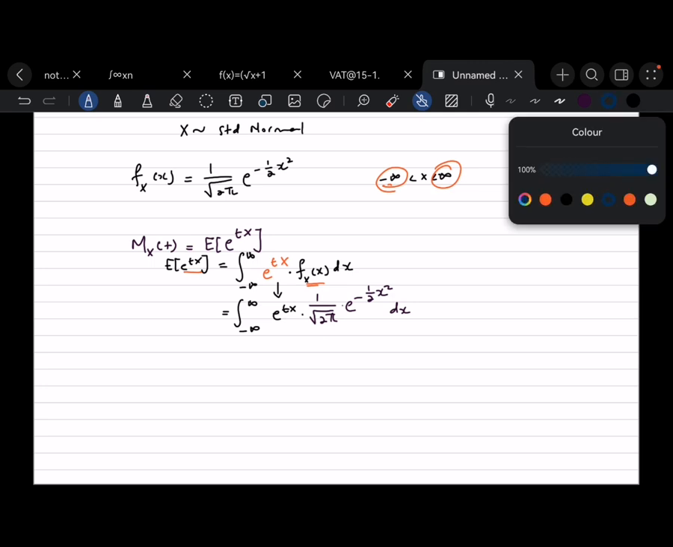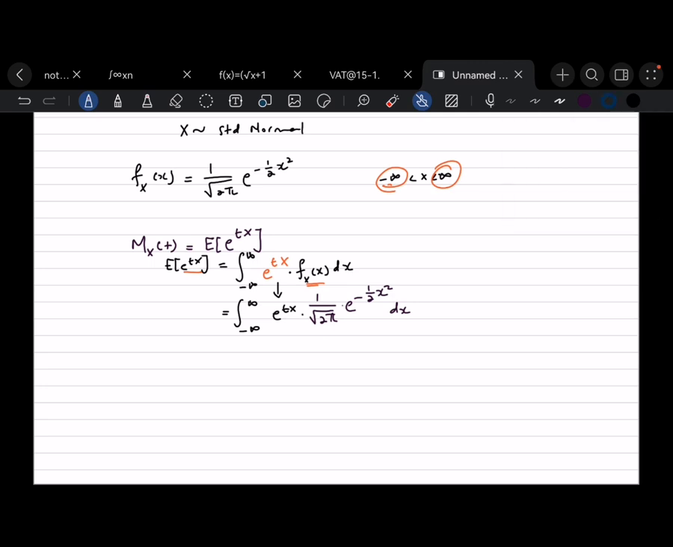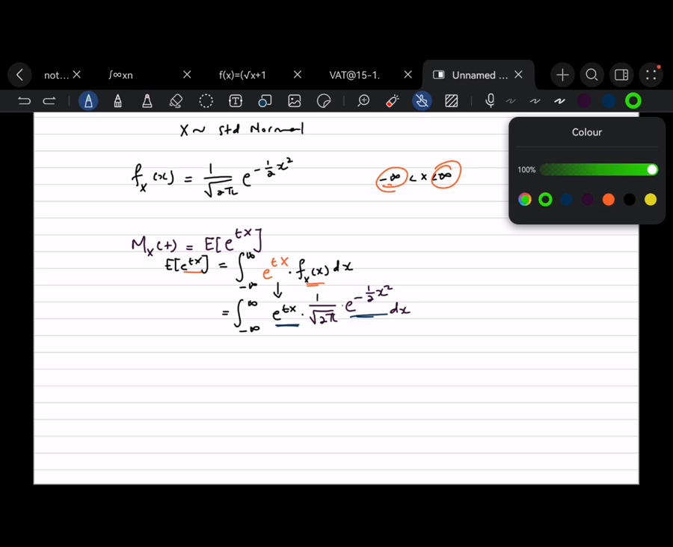So now here's what we have in this integral. You have e to the tx, and then you have e to the negative half x squared. These e's are just bases. Once you're multiplying the same bases, you take one base and add the exponents. Just basic rules for exponents.